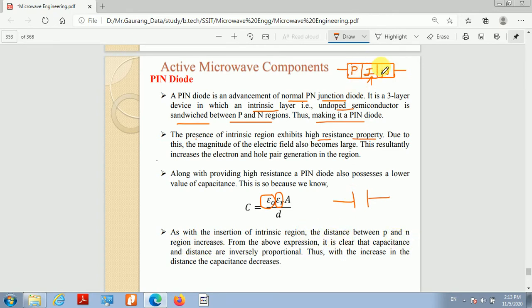The distance between the two has increased. Okay, and from the above expression it is clear that the capacitance and distance are inversely proportional. So with the increase in the distance, the capacitance will decrease. Correct? Did you understand? Okay, so basically because of this intrinsic region it exhibits the capacitive effect. And as the separation between the two plates increases, the capacitance will decrease. So we can say that the PIN diode provides high resistance as well as a low value of capacitance.